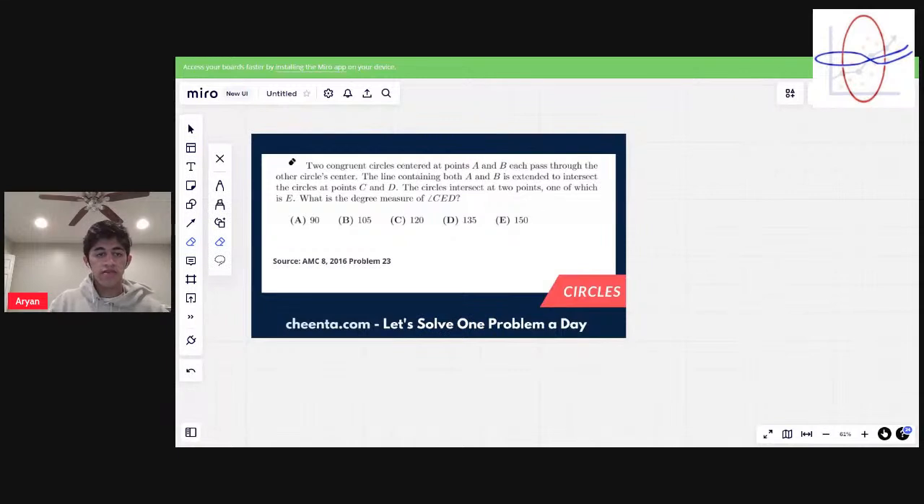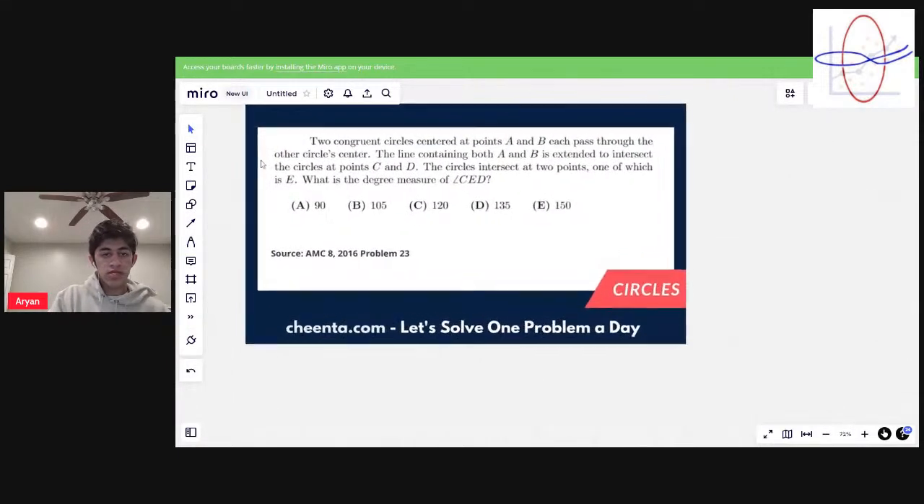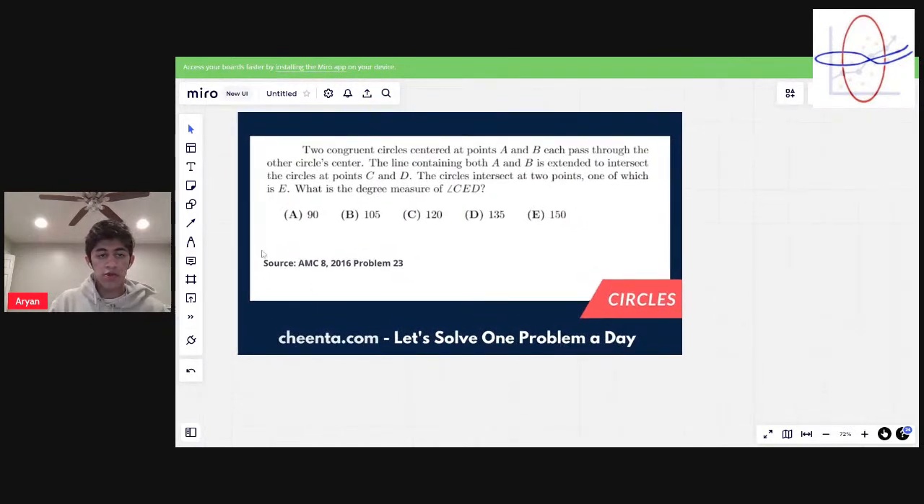Today we're going to be looking at the following geometry problem, and this is AMC 2016, problem number 23. So let's start with a quick read, as usual. Two congruent circles centered at points A and B pass through the other circle's center. So let's just start right there.